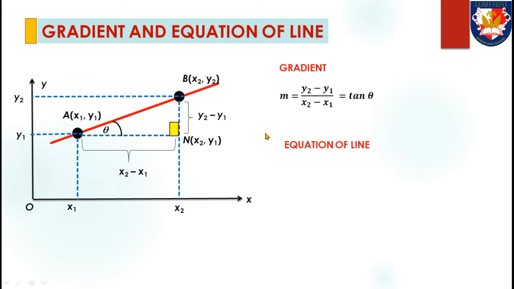The equation of the line AB can be expressed as follows: y minus y1 equals m times (x minus x1), or y equals mx plus c, or ax plus by plus c equals 0. Example 1. The vertices of quadrilateral PQRS are P(-4, -3), Q(3, -2), R(5, 1), and S(-2, 0). Show that PQRS is a parallelogram.